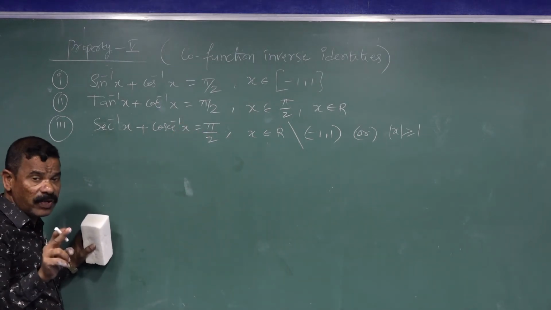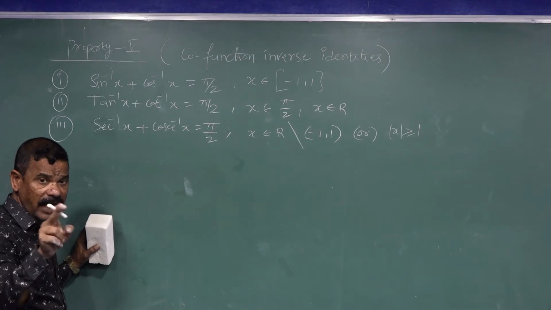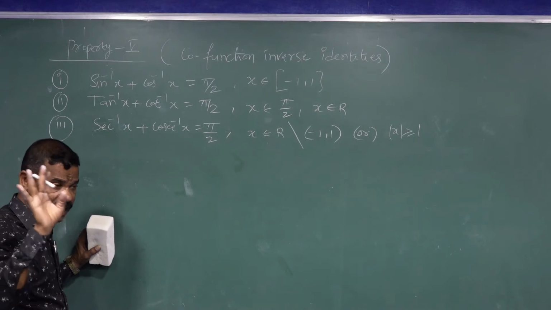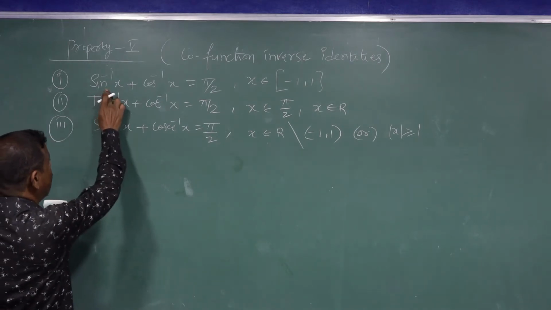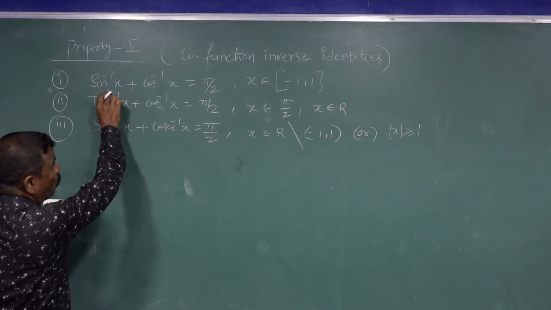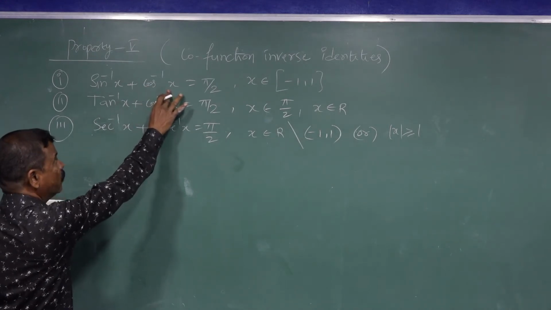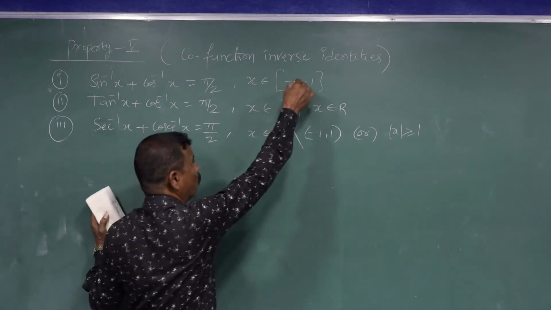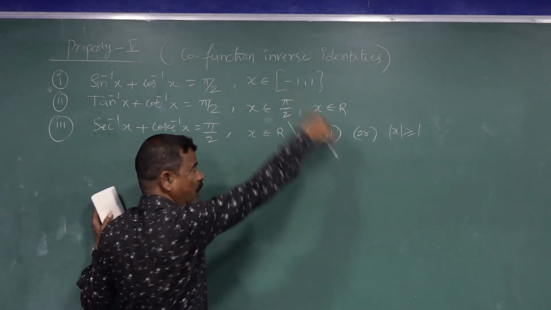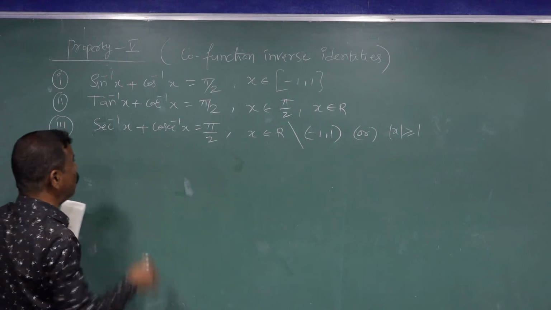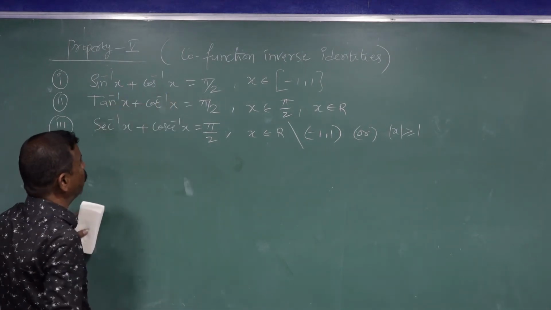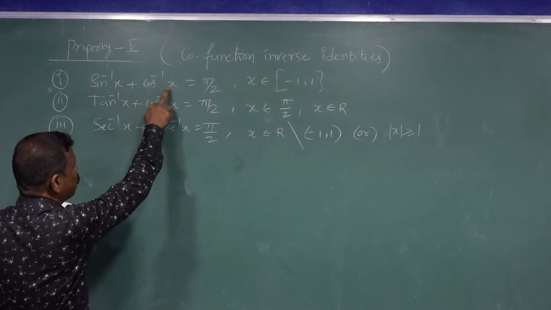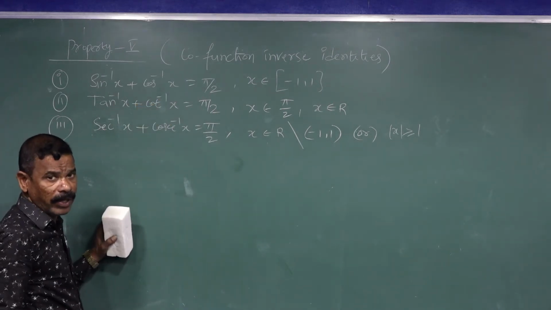Property 5, the name is cofunction inverse identities. Cofunction: the cofunction of sin is cos, of tan is cot, and of sec is cosec. Sin inverse x, its cofunction is cos inverse x. So this summation is equal to π by 2, where x belongs to [-1, 1]. These are the conditions: no more than 1, not less than minus 1. Then sin inverse x plus cos inverse x is equal to π by 2.